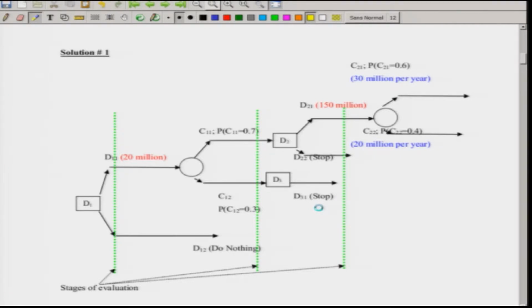I will explain the diagram from my left to the right, but when I solve the problem it will be from the right to the left. Why? I will come to that later. The green vertical lines are the stages of evaluation, so there is stage 1, stage 2, stage 3 for evaluation. If you remember, we said that the decision forks will be denoted by a square, D, and the chance forks will be denoted by a circle, C. So, it has been denoted likewise.